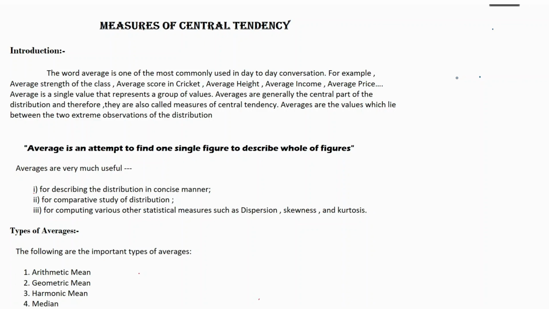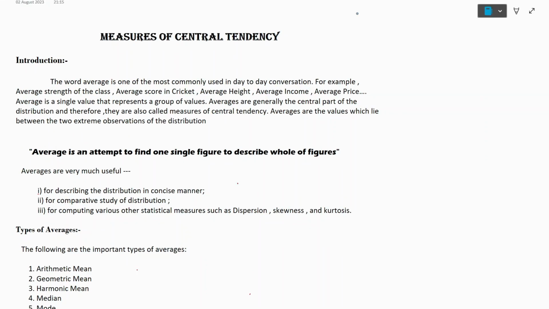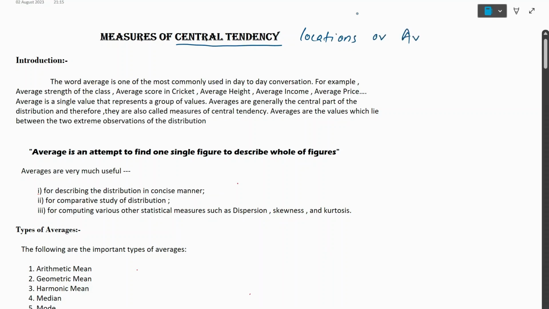Let's start our topic. In this video, we are discussing the topic Measures of Central Tendency, which is a part of the syllabus of the subject Business Statistics for different programs: BCom, BBI, BMS, BAF, MBA, and MCA. Measures of Central Tendency is also called measures of location or averages.